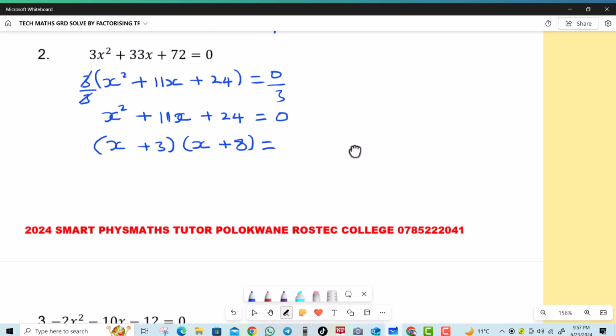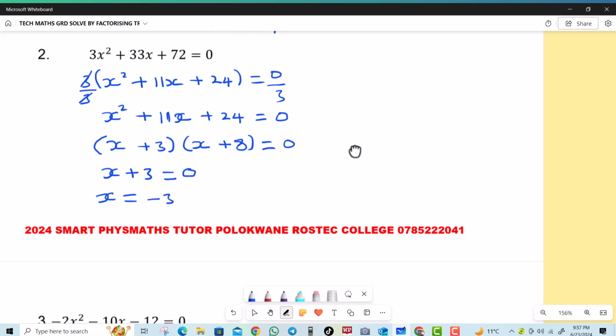So meaning that in this case, we're going to say either x plus 3 equals 0, which gives us x equals negative 3, or x plus 8 equals 0, which gives us x equals negative 8. That's our answer there.